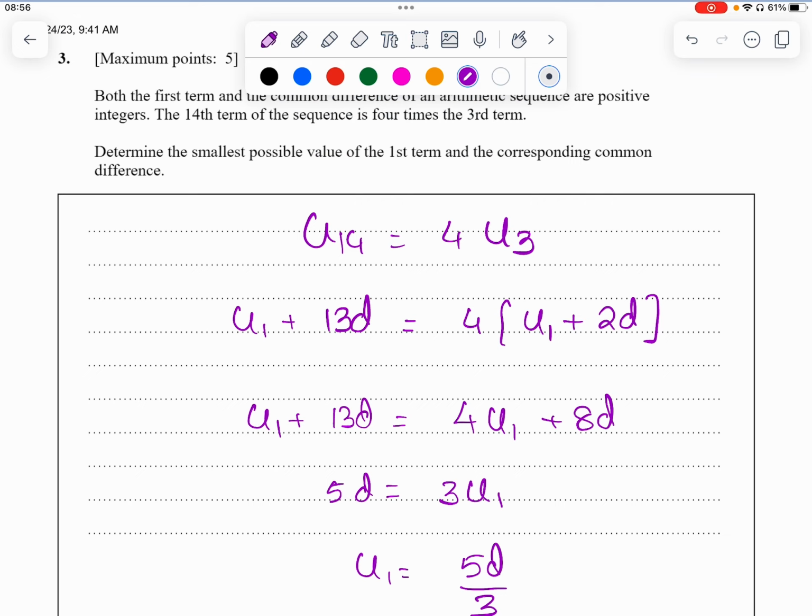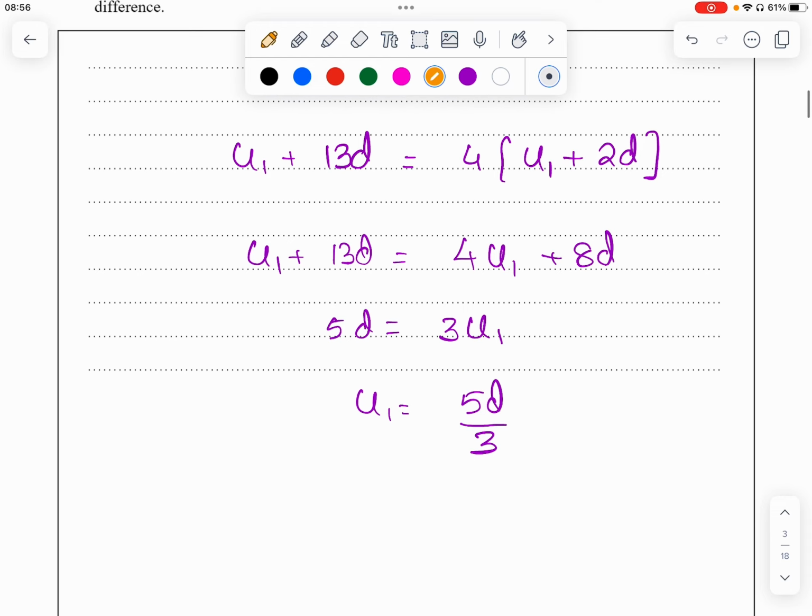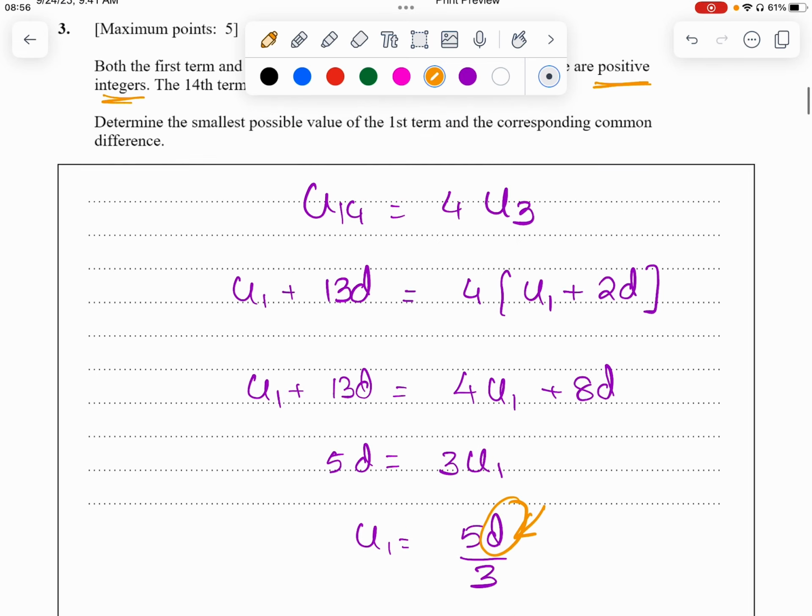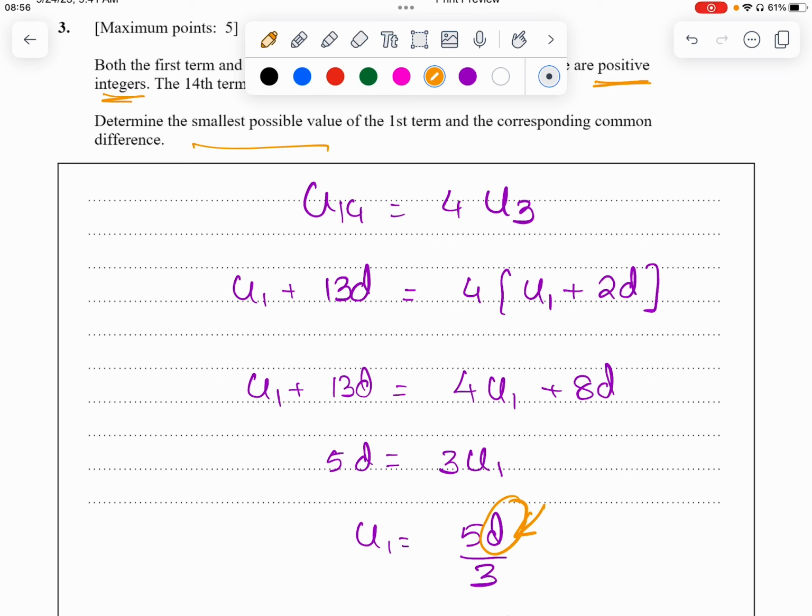Determine the smallest possible value of the first term and the corresponding common difference. So now I came to know that U1 is 5 times D over 3, and they are positive integers. So therefore D has to be nothing but what? The smallest integer is going to be D has to be 3. If D can be 3, then 3 can be cancelled and I can get 5. You can take D as 6 also, but it will be the next highest number. But he's asking the smallest one. You can take D as any multiple of 3 so that you get an integer when you simplify that. So the least multiple of 3 is going to be 3 itself.